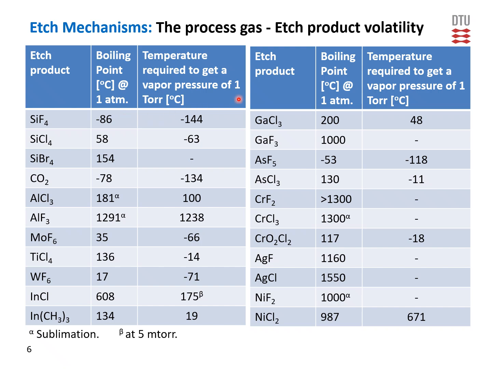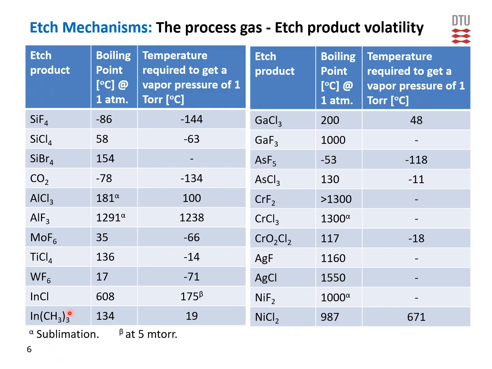For some of the products, I can find the temperature required to get a vapor pressure of 1 torr, which is a higher pressure than what we normally process at. But at least we know that if these values here are lower than 20 degrees, then we are sure that the product will be volatile during the etch, and even a little bit higher will work fine. So all these here will be volatile at the processing pressure.